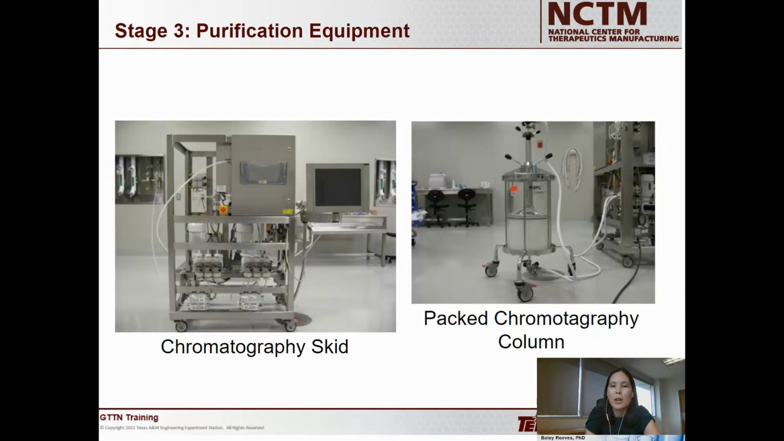So we're going to be using chromatography in order to run the separation process. This is what a chromatography skid looks like on the left, and the picture on the right shows you what a packed chromatography column looks like. And these are very much pilot scale columns. The large manufacturing scale columns can go up to 2 meters in diameter.